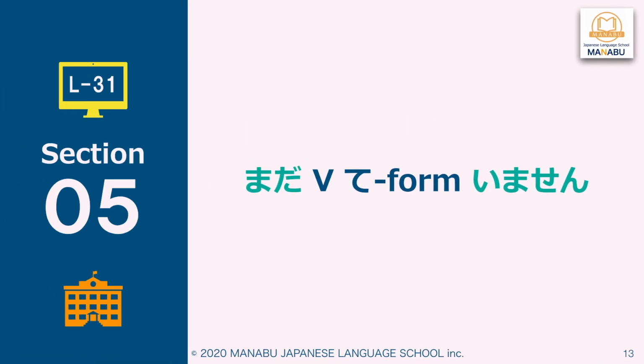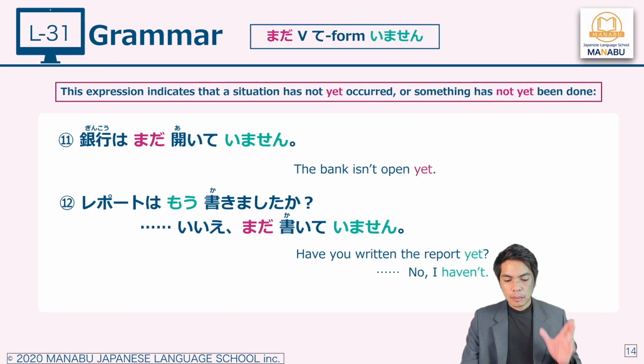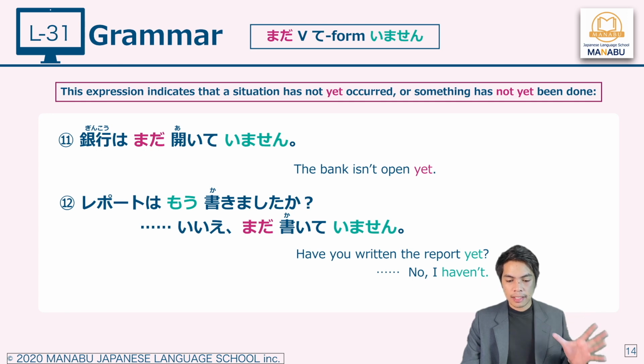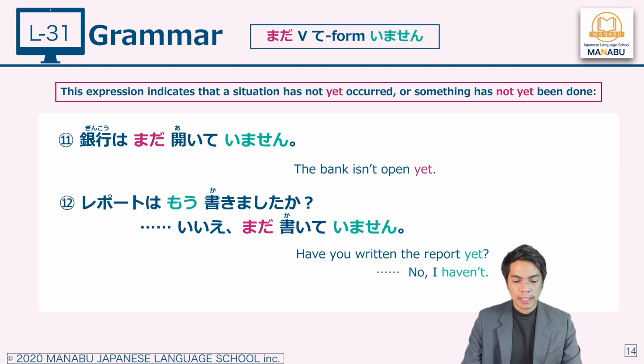Grammar point number 5, mada verb te imasen. Adding mada to the verb te form imasen will indicate that a situation has not yet occurred, or something has not yet been done. Mada means not yet. So example number 11, ginko wa mada aite imasen. So not yet occurred, not yet open. Mada aite imasen. The bank is not open yet.